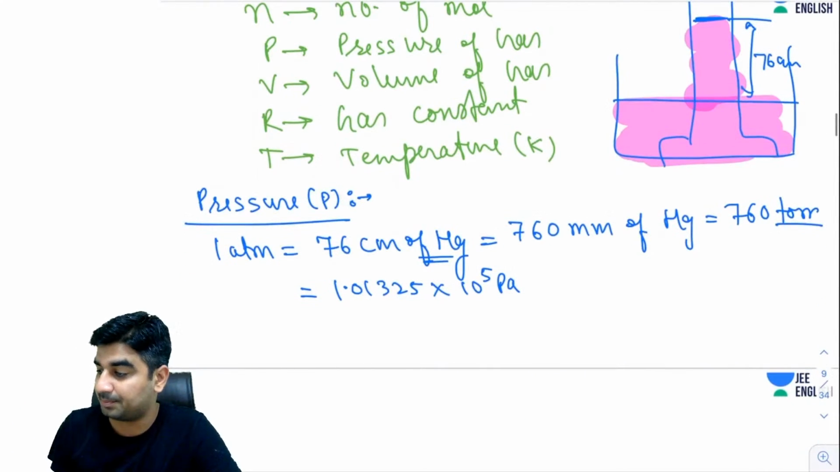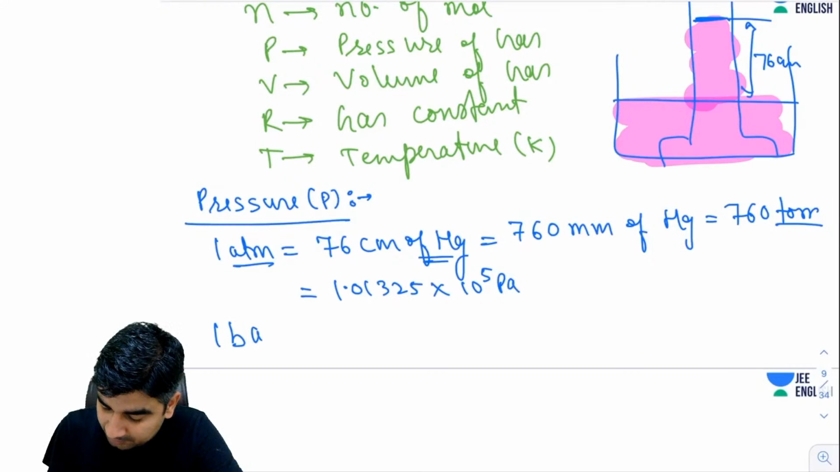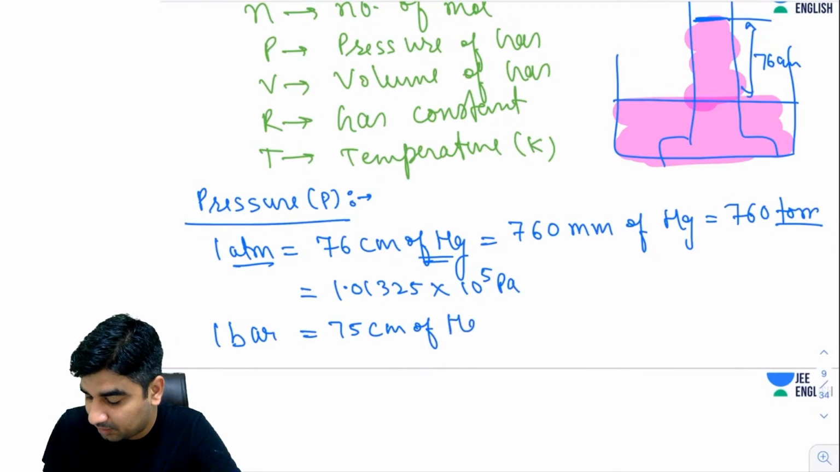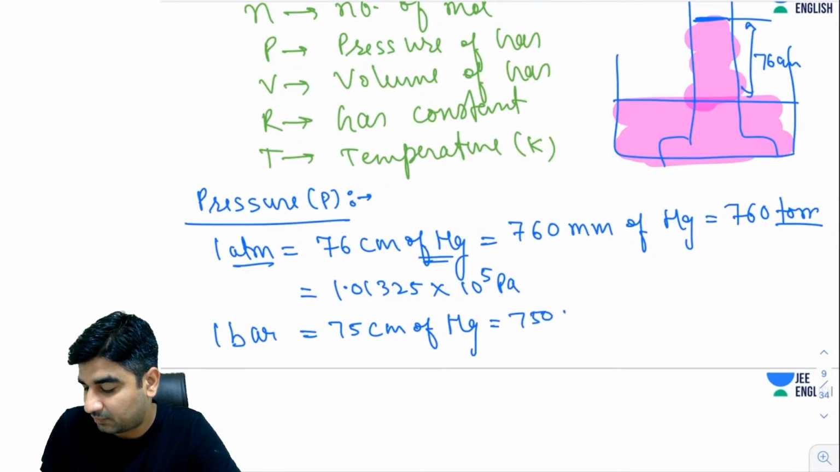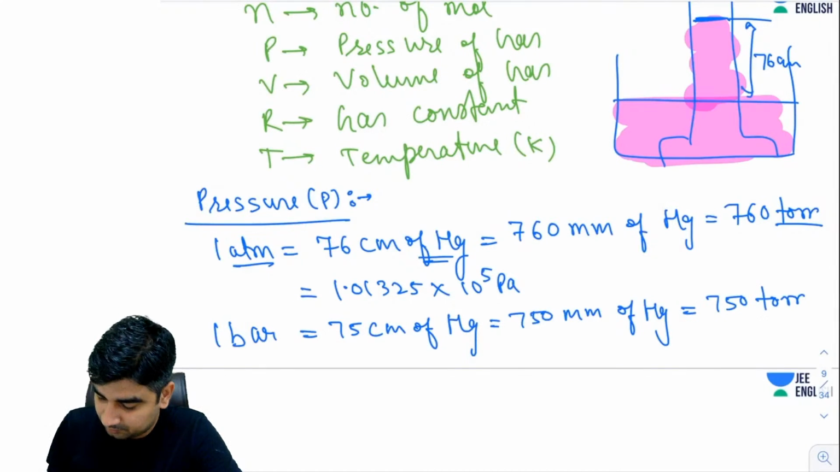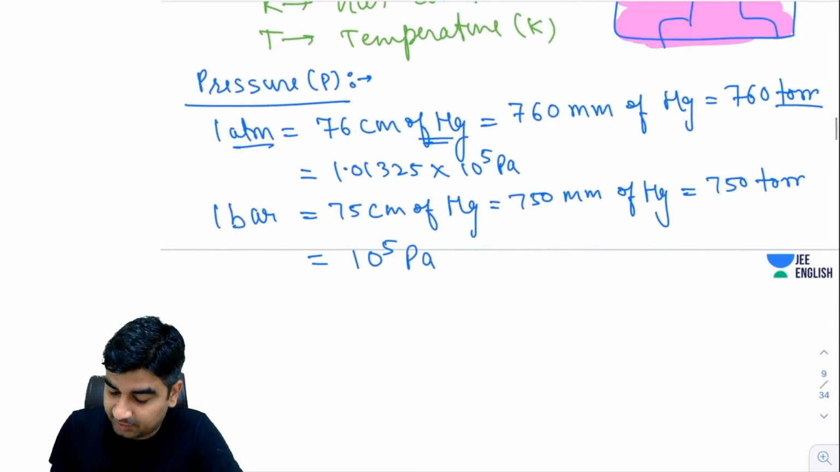So this is 1 atm. 1 atm is atm for atmosphere. There is one more unit, 1 bar. It is equal to 75 centimeter of mercury, or 750 mm of mercury, and it is 750 torr. It will be equal to this. So now you can relate 1 atm and 1 bar.